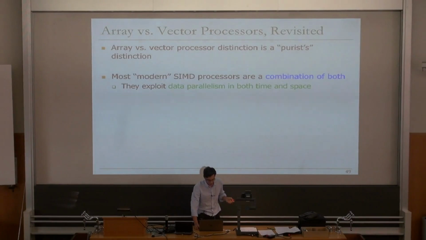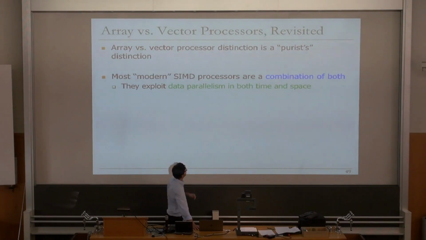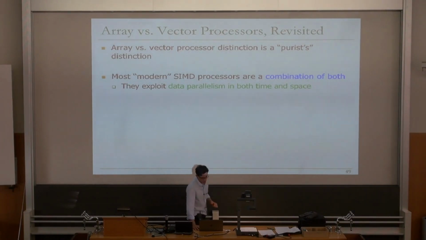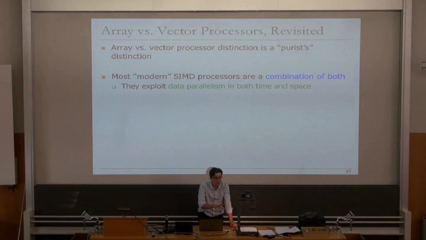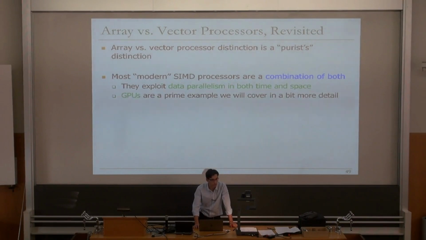Okay, let's continue. We will finish soon with this description of vector processors and of SIMD processors. Recall that we distinguished in the beginning of the lecture between array processors and vector processors. Modern SIMD processors are actually a combination of both, including GPUs, which are the prime example that we are going to cover in more detail in the rest of the lecture.